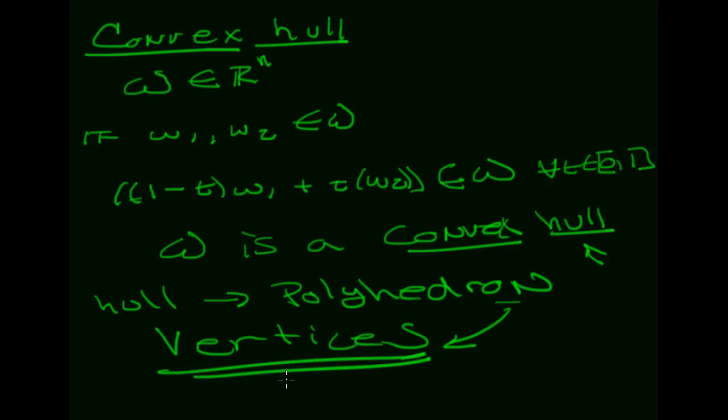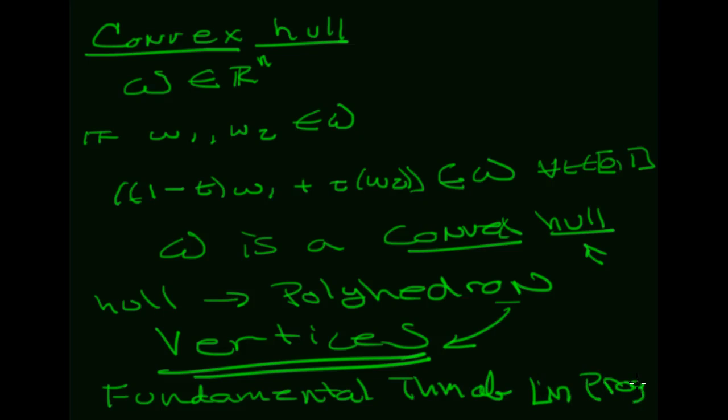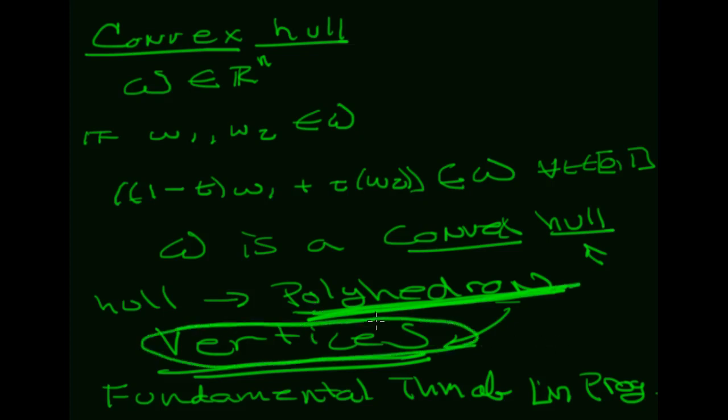And these vertices are really, really important because we get this thing that we're going to call the fundamental theorem of linear programming, which says that if there is a solution to the optimization problem, and the feasible region is a convex polyhedron, which in linear programming it will be, then that solution must be at one of the vertices.